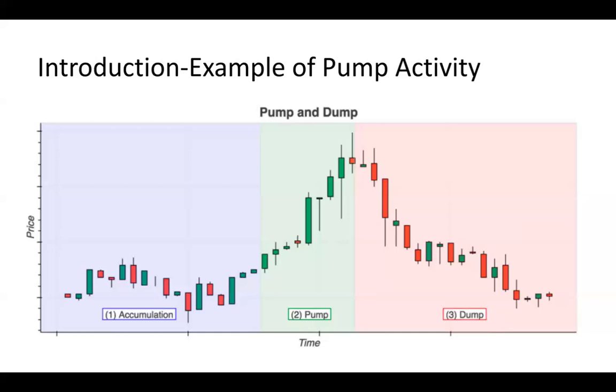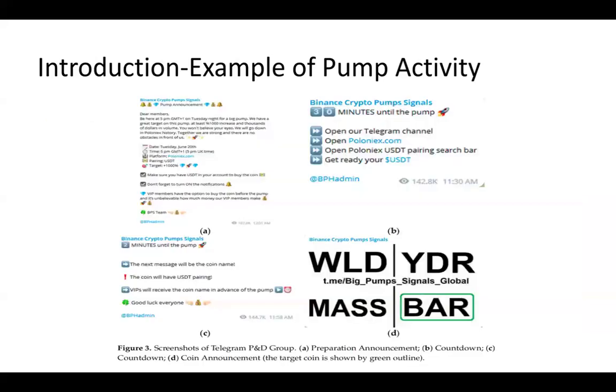The final phase is the dump, where the offenders begin selling their coins after making around 100% in profit, selling as much as they can at a peak. Eventually, the price drops below its pre-event level, leaving most of those who bought during the pump phase holding the worthless coins. So let's see a specific example of the pump activity.